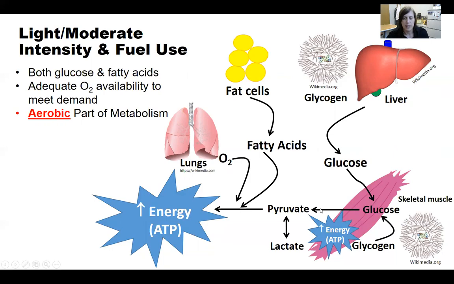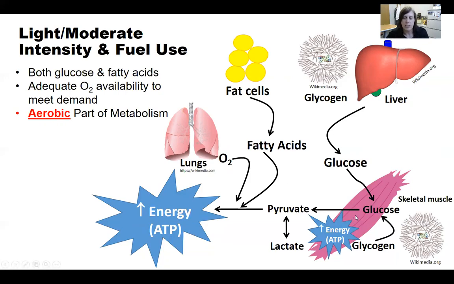This glucose can be converted to a compound called pyruvate, and with the presence of oxygen, it can go all the way further and break down and create energy. So the aerobic part of metabolism generates a lot of energy. So that's why energy is bold and it's in a bigger figure or shape here on the slide, to show you that it's a lot of energy.